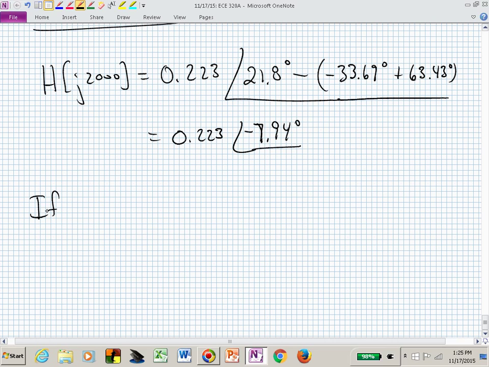I didn't give you an X, did I? I just said suppose we want to evaluate H at J2000. Suppose X was 2 times the cosine of 2000 T minus 10 degrees. What's Y sub steady state?